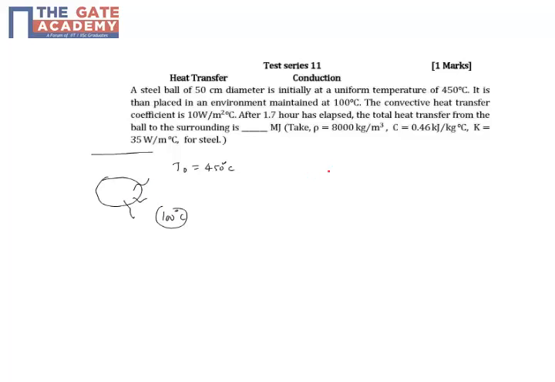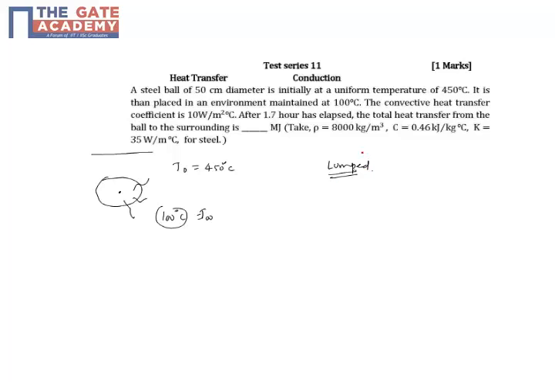Lumped analysis assumes that the temperature of the entire body decreases at a time. That means both the inner core as well as the outer surface temperature, there's not much variation and it all decreases at a time. So the initial T naught is 450, T infinity, which is the far away temperature, is 100.